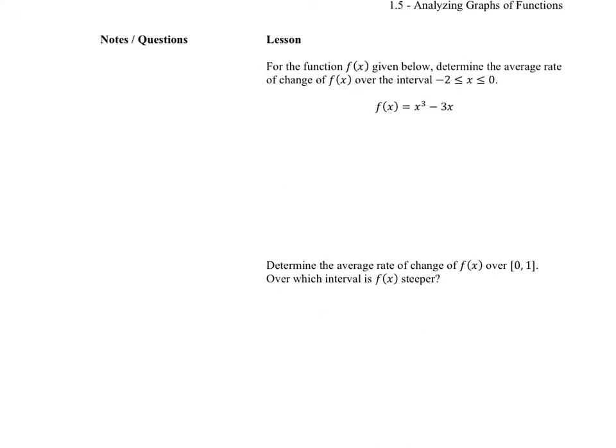Now, what I'm going to introduce you to that you're probably already familiar with is the average rate of change formula, and then we're going to use it in class. So, for a function f of x given below, determine the average rate of change of f of x over the interval from -2 to 0. Again, another way to write this would be -2, 0, close brackets. Okay? What we're going to do is write down the average rate of change formula, and then we'll apply it here. All right? B and A, they just represent the smallest value and the largest value of x.